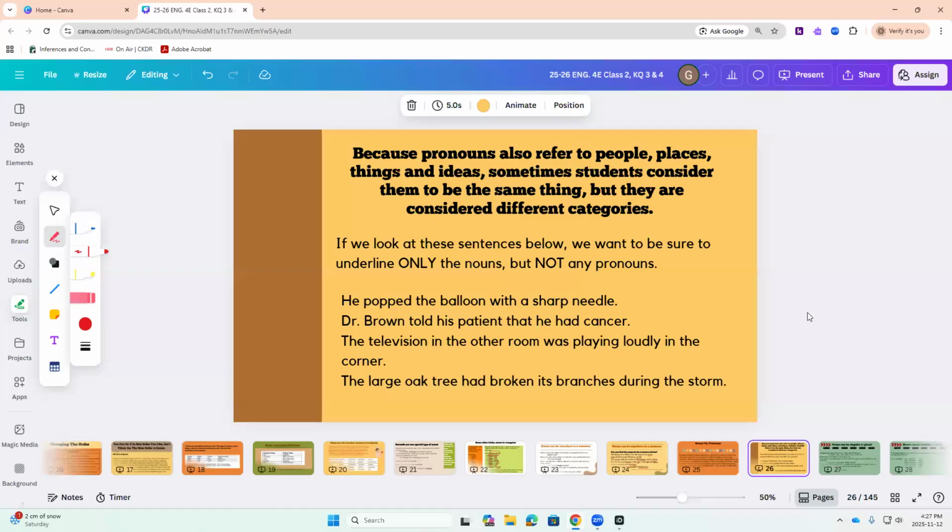So if I look at the first sentence there, he popped the balloon with a sharp needle. Am I going to underline he? No, because it's not a noun, it's replacing a noun, so I don't need that one. The balloon, balloon's a noun, and a needle is a noun. Dr. Brown told his patient that he had cancer. So Dr. Brown is one noun, it's the guy's name. Patient, I'm not going to use he though. It's not a noun, it's a pronoun. Cancer is the name of the disease.